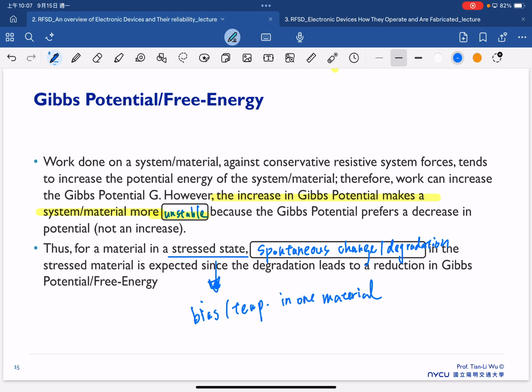In the stressed material, degradation is expected since it can lead to a reduction in the Gibbs potential and free energy. So that's why these things, as I say, we cannot avoid. The only thing we need to do is try to minimize and find a way to slow down and enhance the robustness of the material, or try to find the best bias condition that will not accelerate this process.